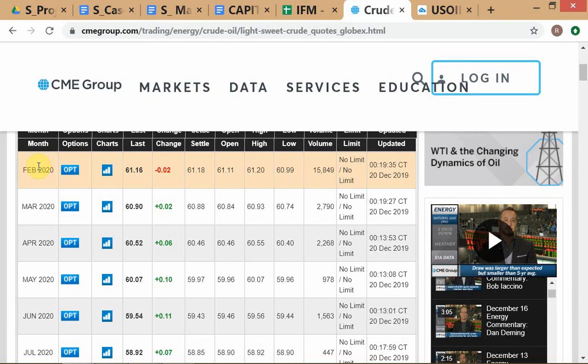What is your objective? As February rolls off, your objective is to maintain a 215 contract short position in the next active month, which is March. Yes, March is the next month. Clear? That's your objective. And where are you now?